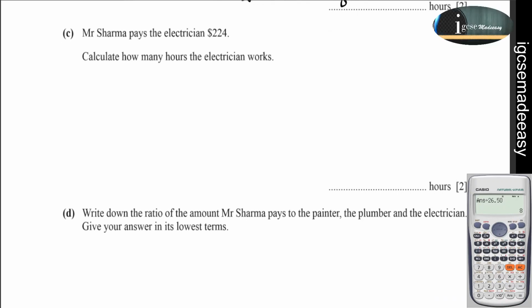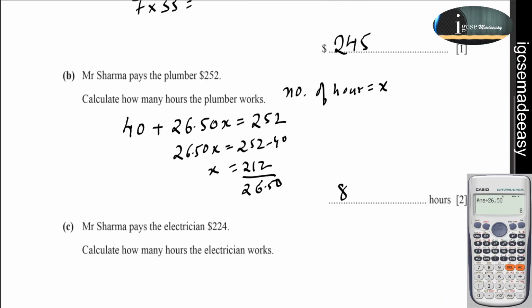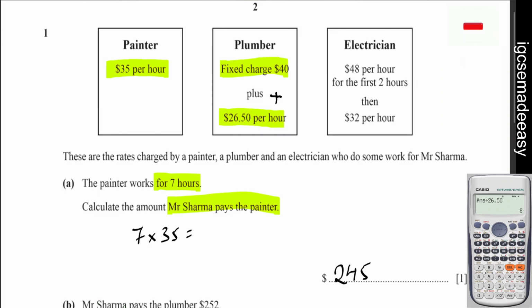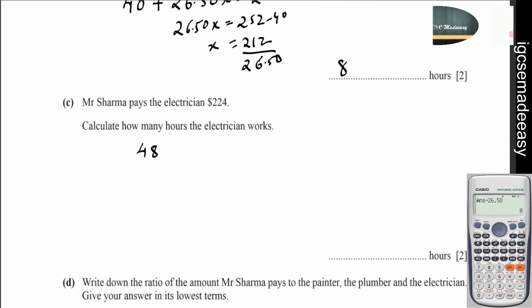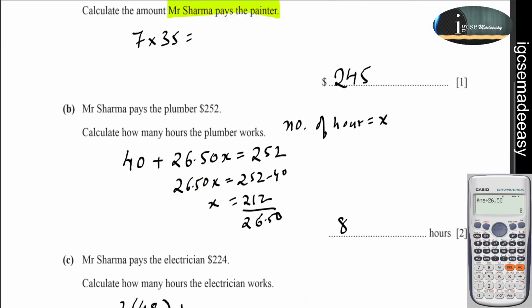Part C. Mr. Sharma pays the electrician $224. Calculate how many hours the electrician works. So let's find out the charge for the electrician. The electrician is charging $48 per hour for the first 2 hours, then he is charging $32 per hour. So for the first 2 hours we'll be multiplying 48 with 2, plus $32 per hour.